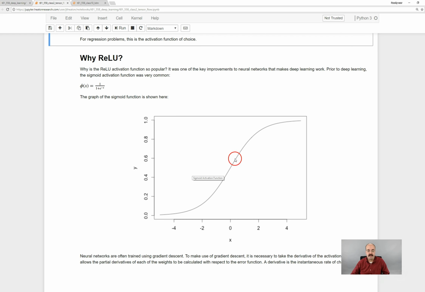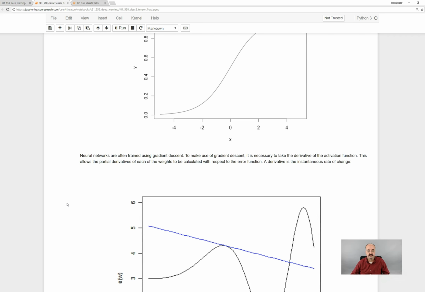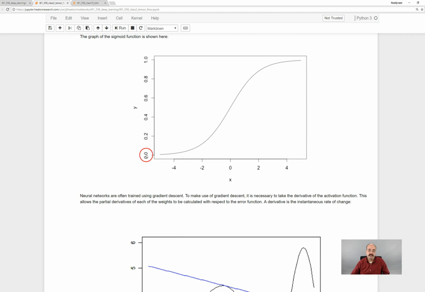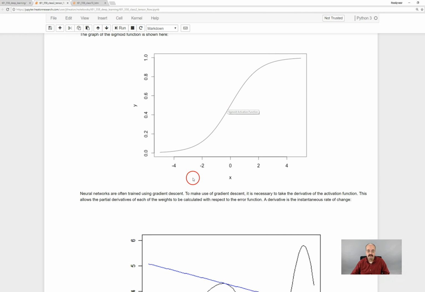So if your x is near 0, your y is also going to be, but it very much squashes the values to between 0 and 1. Hyperbolic tangent looks very similar to this. They're both S-shaped. It's just the hyperbolic tangent function, 0 is more where the middle of the S is, and it squashes between -1 and 1.